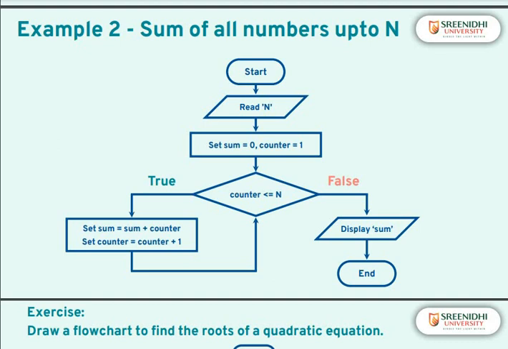Whenever the condition is true, you add the number, sum is equal to sum plus counter. When counter is 1, 1 is added to 0, the initial value of sum is 0, and now the counter is 2. As the condition is true, sum is equal to sum plus 2. Now the counter is 3, sum is equal to sum plus 3, and so on, till the condition becomes false. Once the condition is false, display the result.